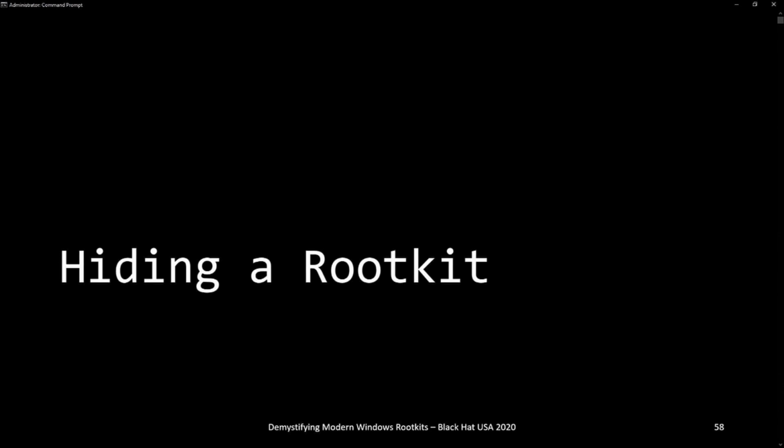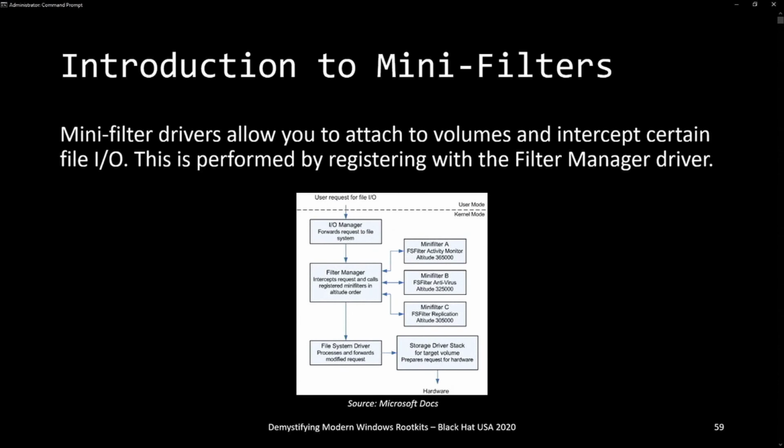So let's talk a little bit about hiding a rootkit. I'd like to introduce you to mini filters. What mini filter drivers allow you to do is attach to volumes and intercept certain file I/O. This is performed by registering with the filter manager driver. To give an example from Microsoft, when a user requests file I/O, when it's sent to the file system, the filter manager driver will actually intercept this request, and then it will pass it along to the mini filters that have registered with it. These mini filters have a lot of control, and they can even edit or modify the file request. Once it's been edited or just passed through all the mini filters, it's then sent to the file system.